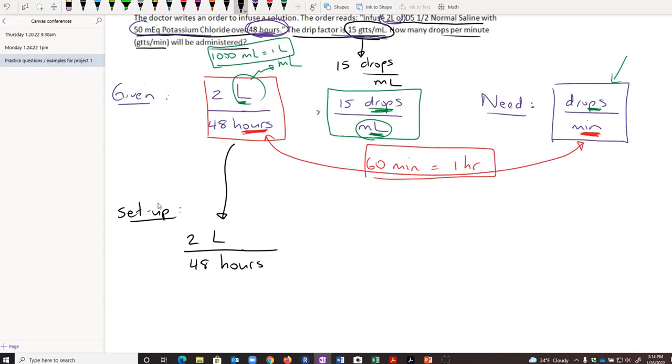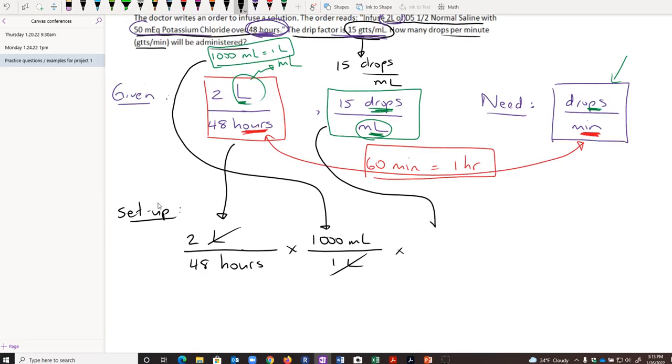Well, first of all, we can convert the liters up here into milliliters. So let's take that and stick that in. If we want to end up with mils, 1,000 mils go on top, and then the liters go in the bottom, so liters cancel. So we have milliliters per hour now, and then we can take the other information that's given here and stick that in, because guess what? When we put that in, the milliliters go away.